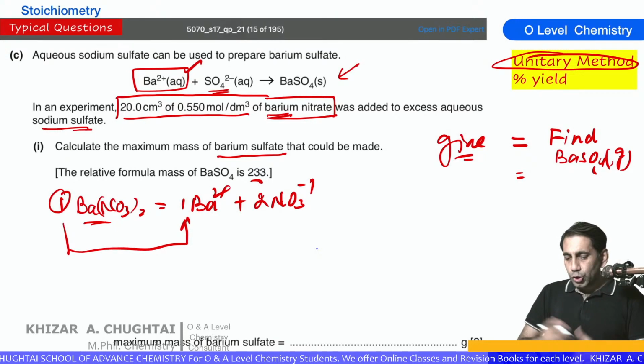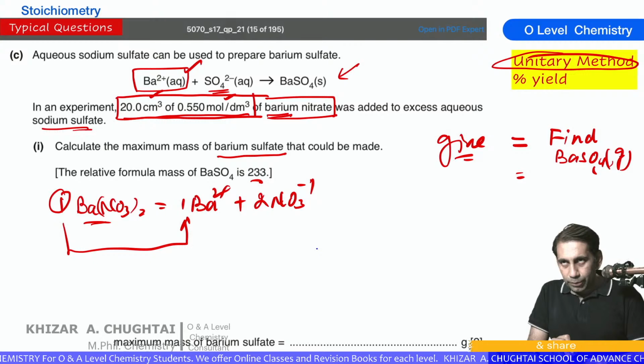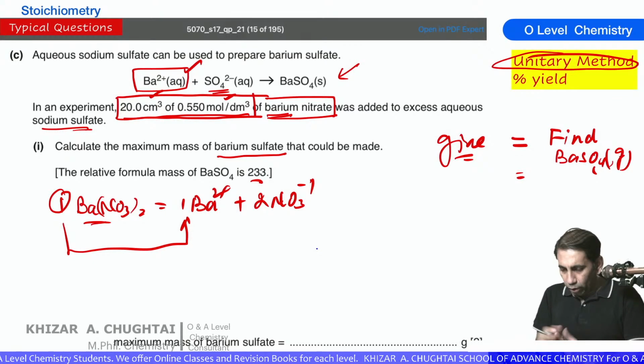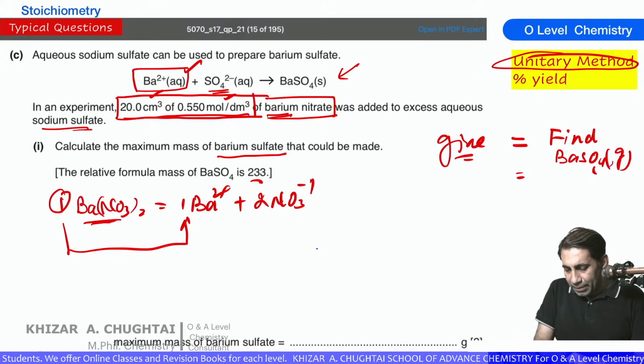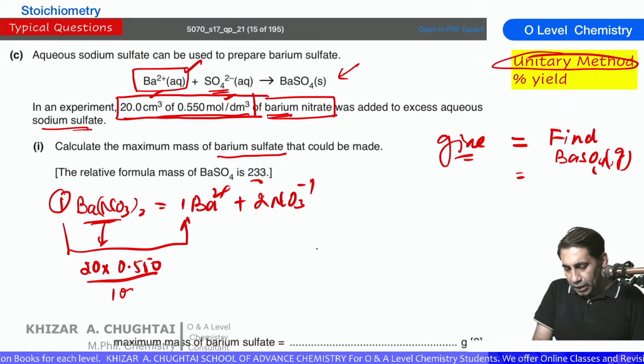So first of all, I'm going to find the moles. This information, the volume and the mole per dm3, will give us the one and only thing that is said to be mole. So I'm going to find the moles of barium nitrate: 20 into 0.550 divided by 1000. What is the answer?